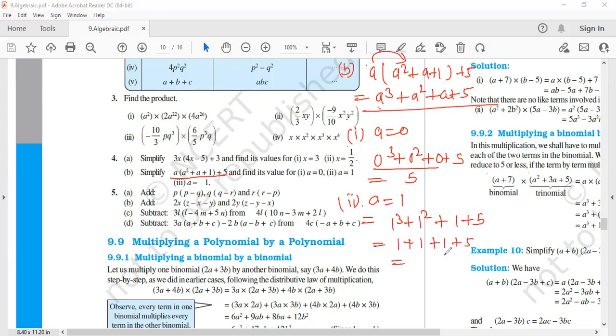So 1 cube plus 1 square plus 1 plus 5. Okay. So this is very easy. 1 cube plus 1 square plus 1 plus 5. So simply you will get 5, 3, 8. 1, 2, 3, 3, 5, 8. So the answer of this one will be 8. This one will be 5.